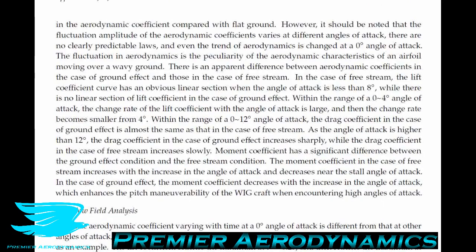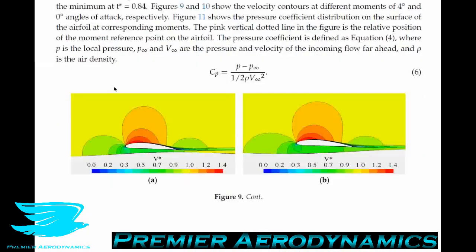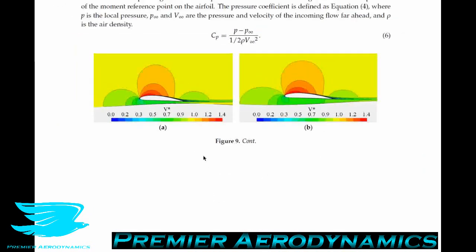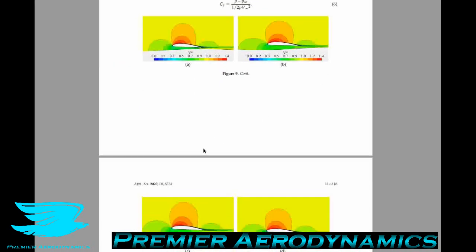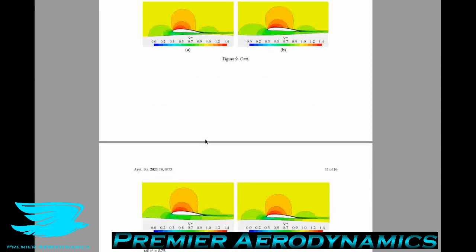Let's move on to the flow feature analysis to get a clear understanding of what's happening and why it's happening. So let me zoom out a little bit so you can see this figure completely. Here we go. So in figure 9, it says here the velocity contours at different moments at a 4-degree angle of attack.